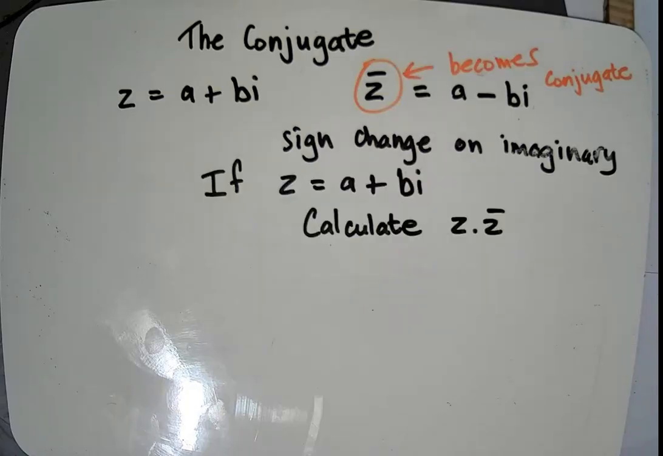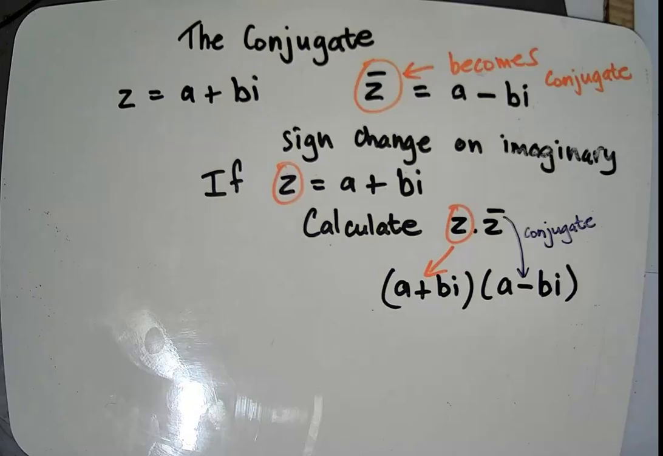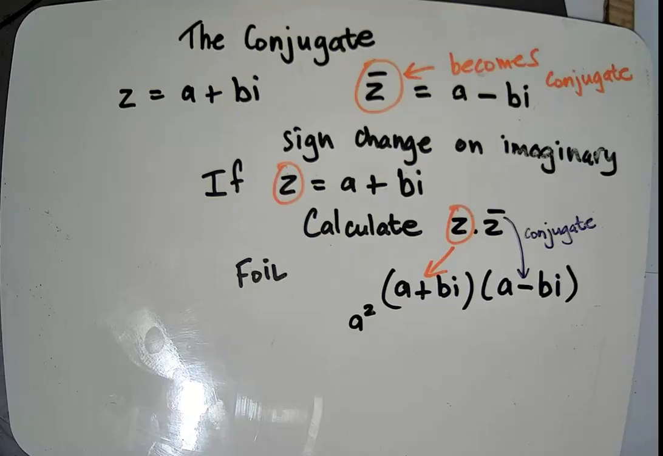If z is equal to a plus bi, calculate z times z conjugate. So it's saying multiply what you see on the left times what you see on the right. That's practically what that question is saying. So that's on the left and this is on the right. So multiplying all that out, we will use the FOIL method. So a times a is a squared. A times minus bi is minus abi, and bi times a will be plus abi.